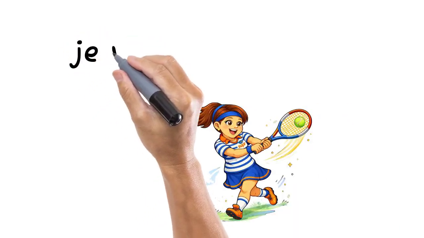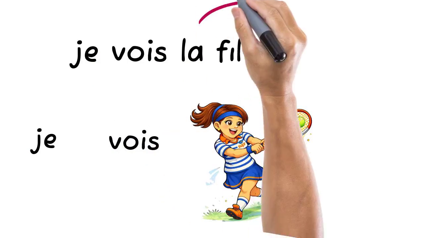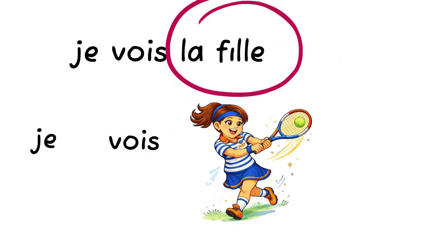And this time, let's have a look at what happens with a feminine noun. So, je vois la fille, I see the girl. We want to replace the girl with her. So we've got je vois. And this time our direct object pronoun is la. So je la vois. Again, it goes before the verb. So in French, we just do it in a different order. Je la vois. I see her.